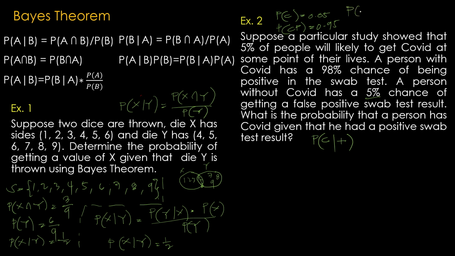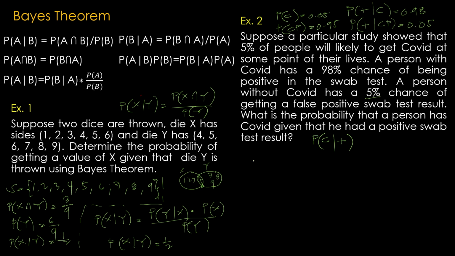Okay, the probability of getting a positive test result given that you already have COVID is equal to 98%, or that is 0.98. And a person who is actually COVID-free has a 5% chance of being positive. So that is the probability of getting a positive swab test result given that you don't have COVID or you are COVID-free. So that is equal to 0.05. And the question was the probability of having COVID given that you've already been tested positive in your swab result.